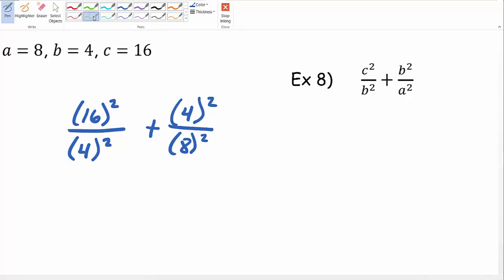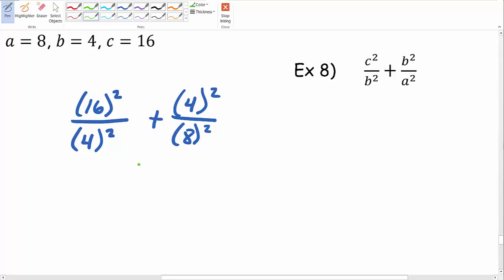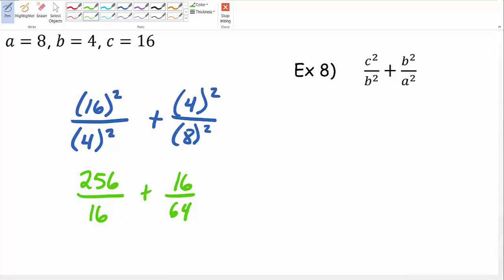Now, there's actually a variety of ways that you could continue with this problem, but just keeping things pretty consistent, 16 squared, we should end up with 256, if I'm not mistaken, divided by 4 squared gives us 16, plus, again over here we have 4 being squared gives us 16, and then on the bottom 8 squared gives us 64. So when we square all of these items, we end up with these different numbers.